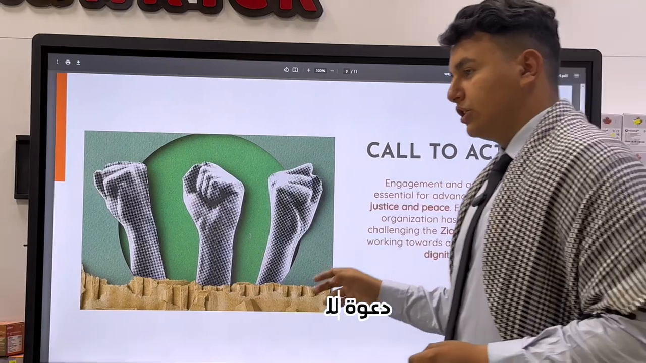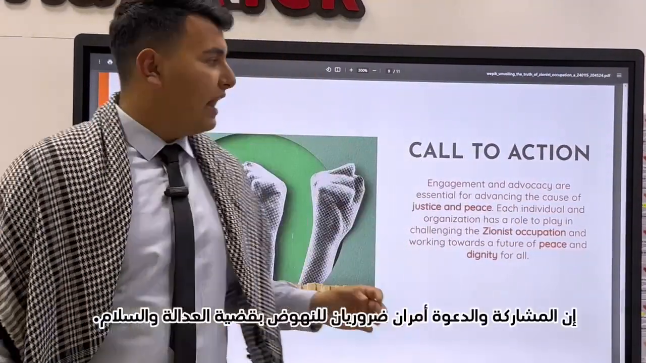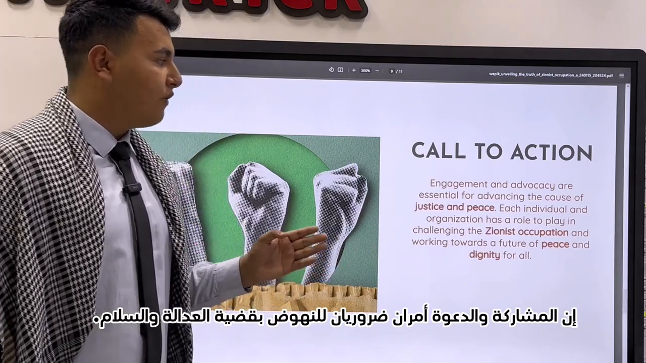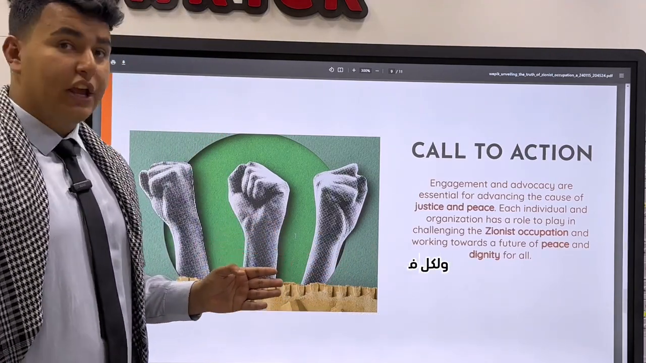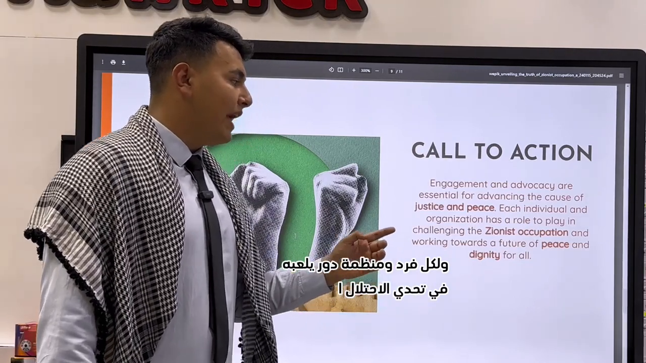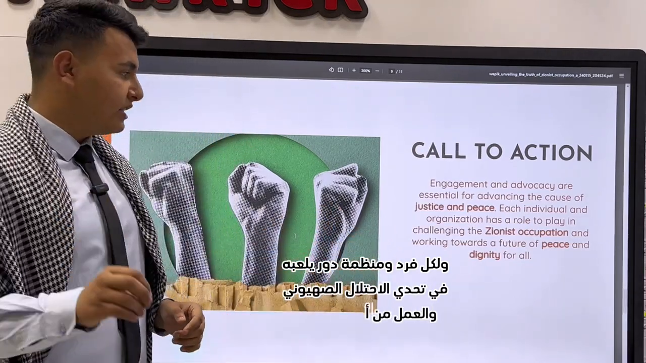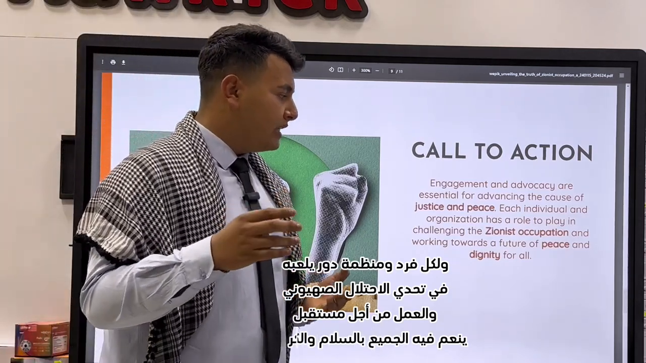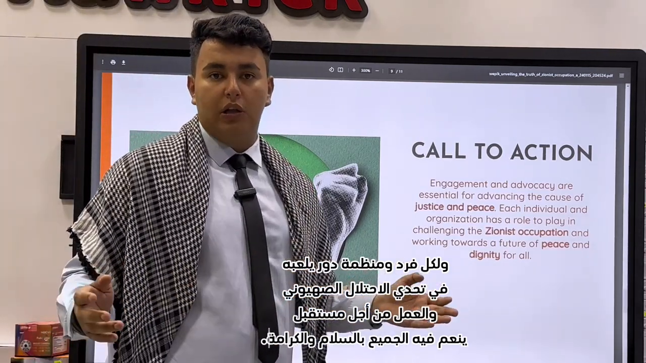Call to action. Engagement and advocacy are essential for advancing the cause of justice and peace. Each individual and organization has a role to play in challenging the Zionist occupation and working toward a future of peace and dignity for all.